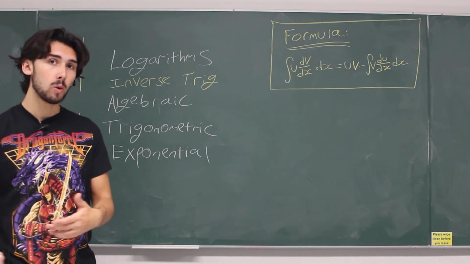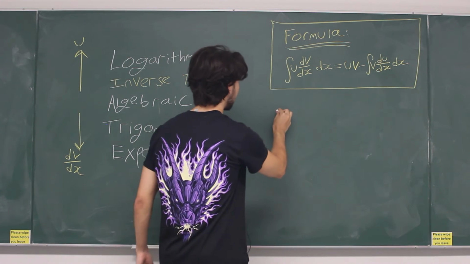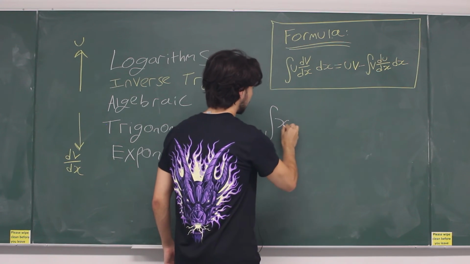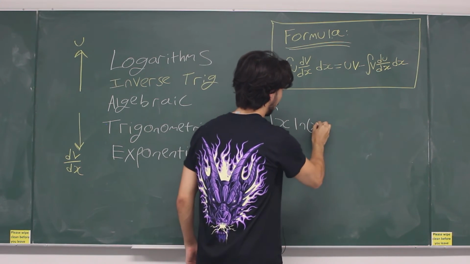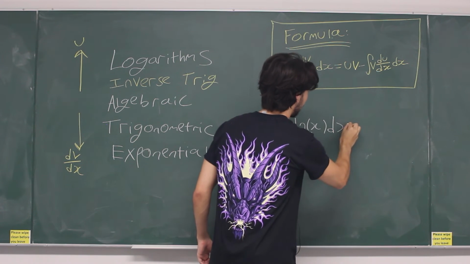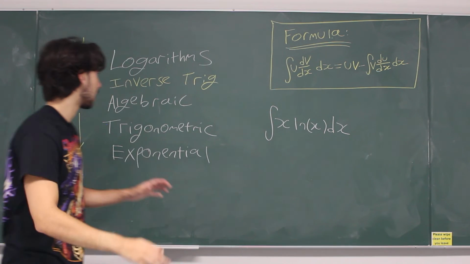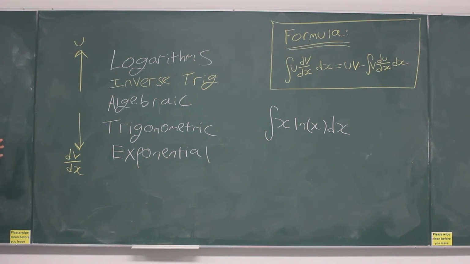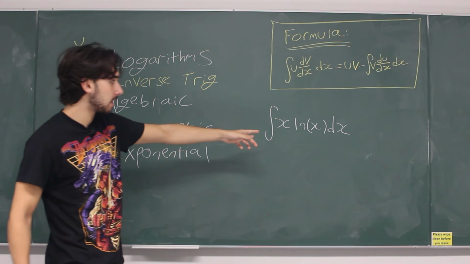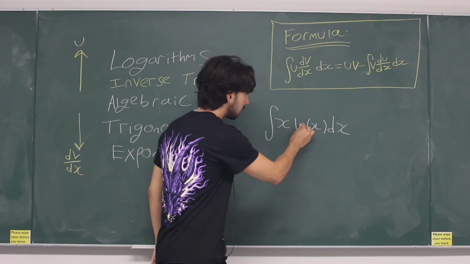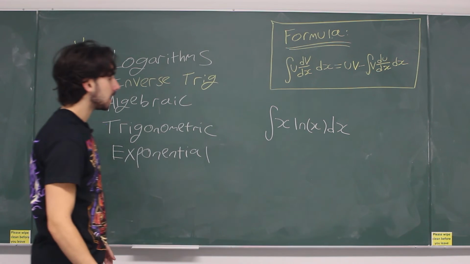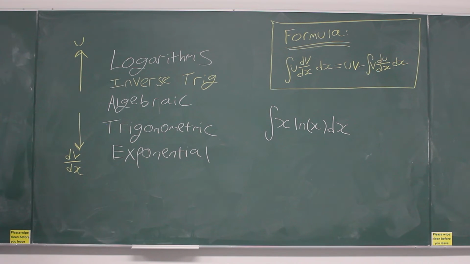So for example, let's say that we were doing the integral of x times the natural log of x. Have a think about it, maybe pause the video for a second, and I'm going to get out of the way so you can pause and have a look. What should be u and what should be dv/dx? One of these functions between x and ln x needs to be u, and one needs to be dv/dx. Which way around is it?